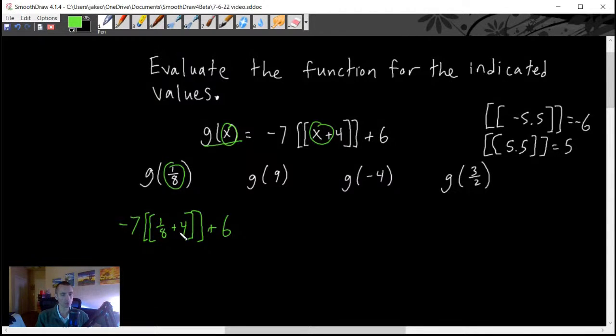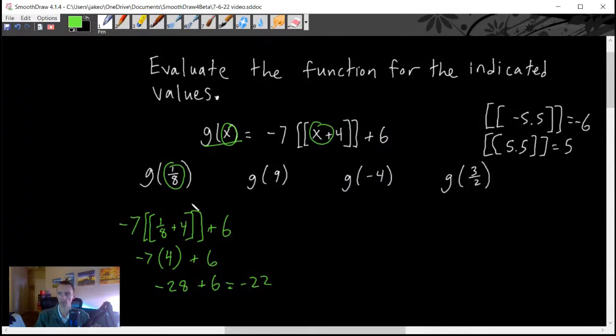1/8 plus 4 would be 4 and 1/8. Since we're taking the step of 4 and 1/8, that's just going to be 4. We're just going to take the integer, the whole number that is directly beneath 4 and 1/8. So essentially it just drops off the fractional part. So that would just be 4 times -7 plus 6. -7 times 4 would be -28, plus 6 would be -22.